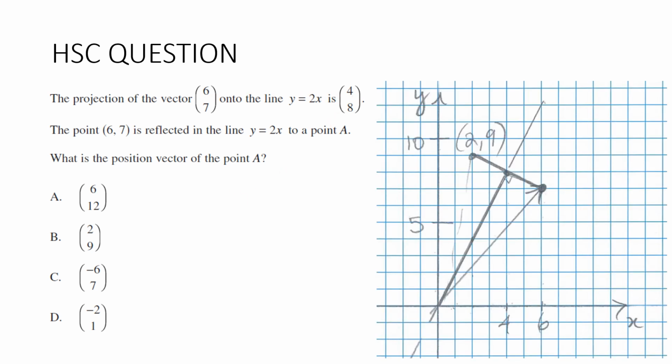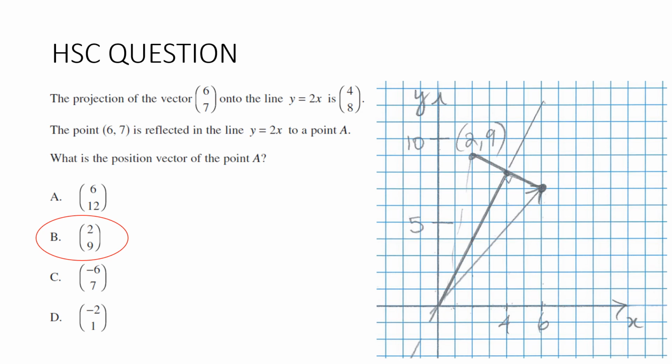We're going to draw a scale drawing. Now, I know in HSC you don't get grid paper, but you can draw a scale drawing just on a blank piece of paper. The point (6, 7) is reflected in the line y equals 2x to the point (2, 9). That's point A. And the position vector of point A is the vector (2, 9), and so the answer is B. How easy was that?